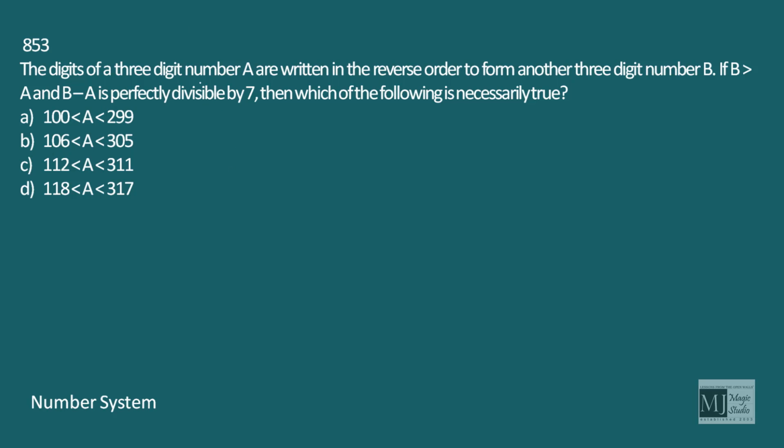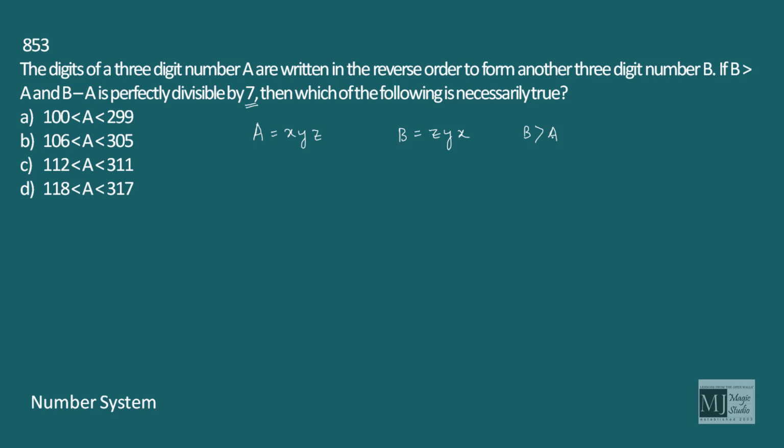The digits of a 3-digit number A are written in the reverse order to form another 3-digit number B, where B is greater than A. If B minus A is perfectly divisible by 7, then which of the following is necessarily true?